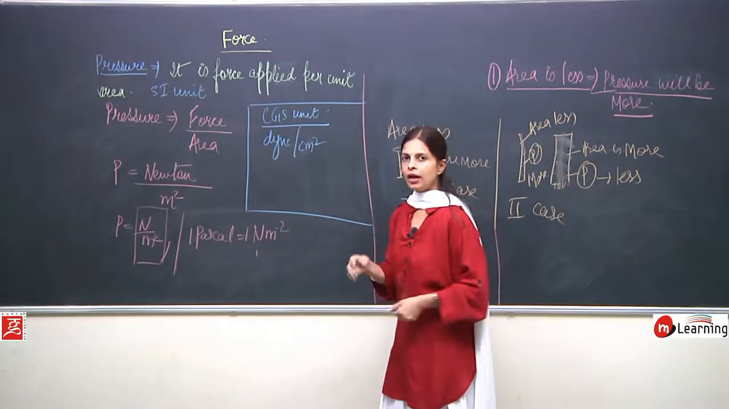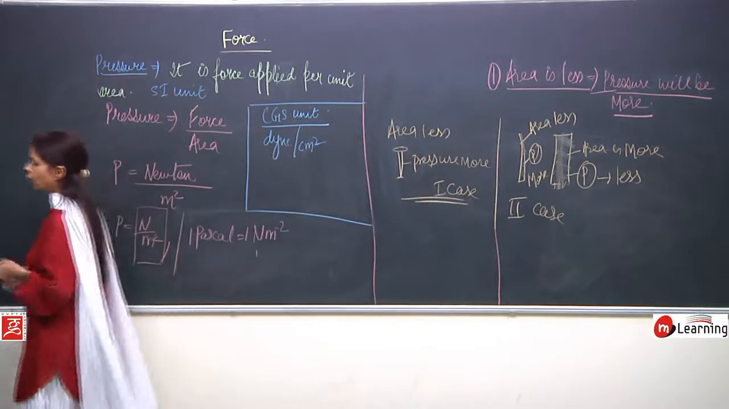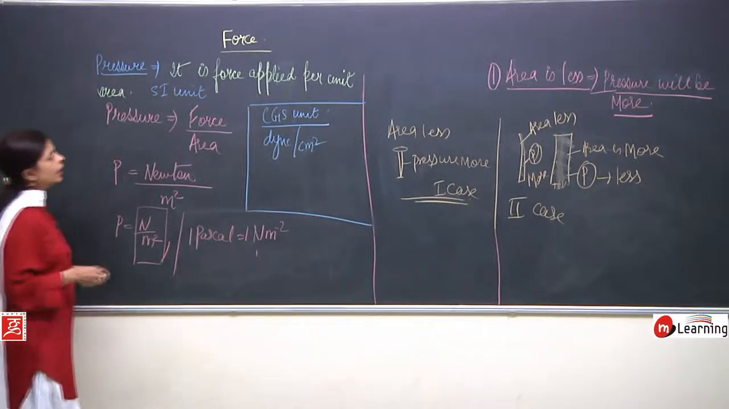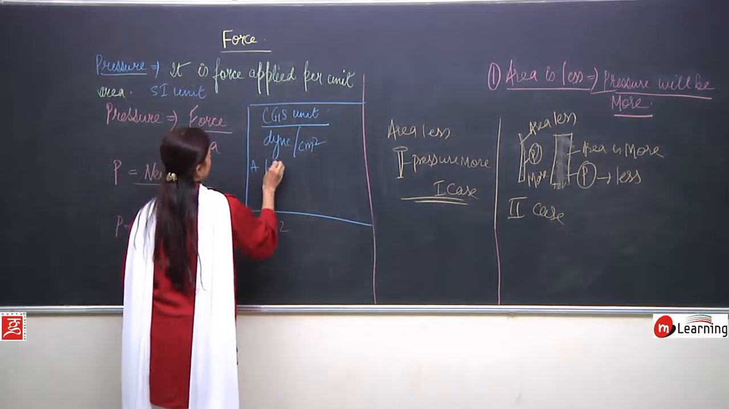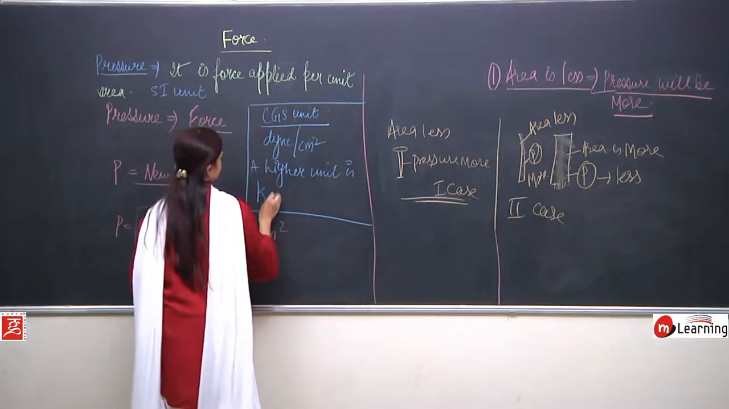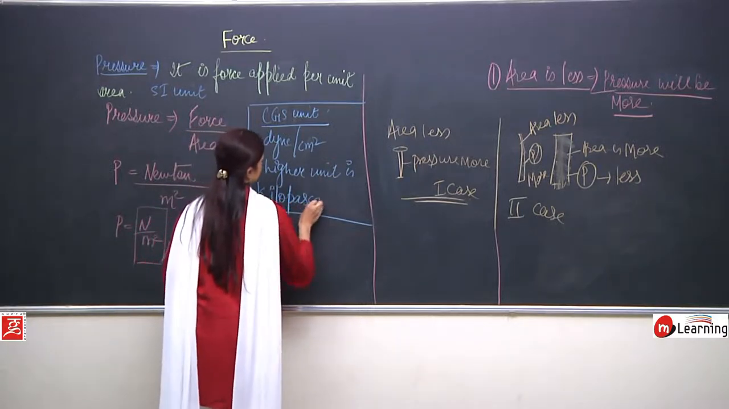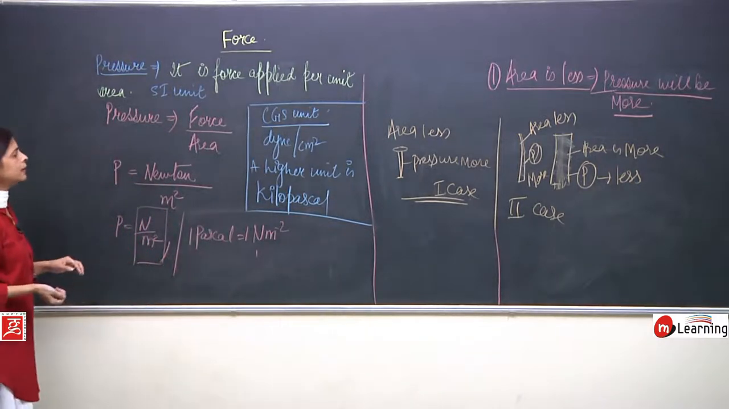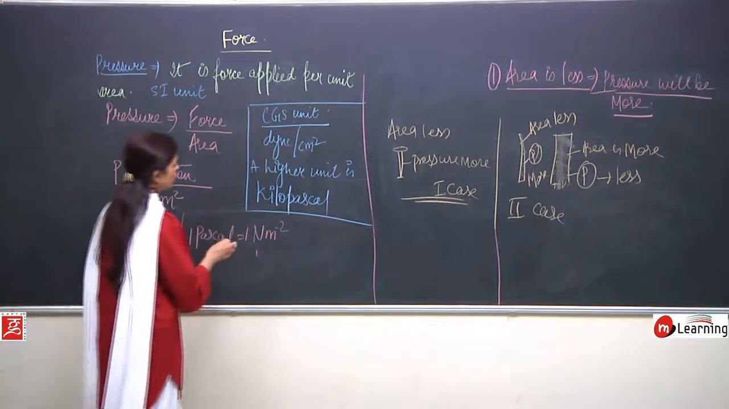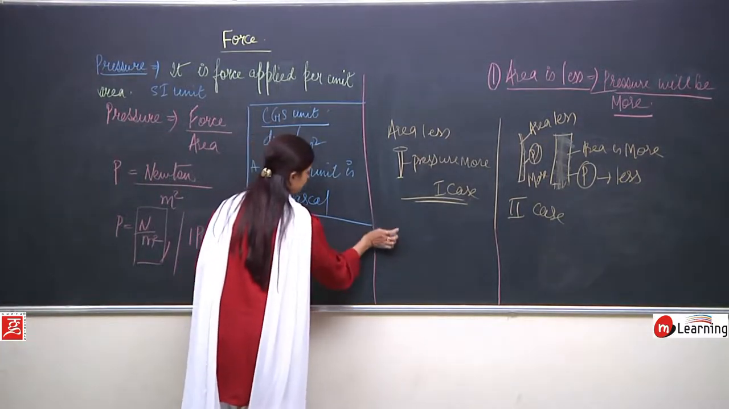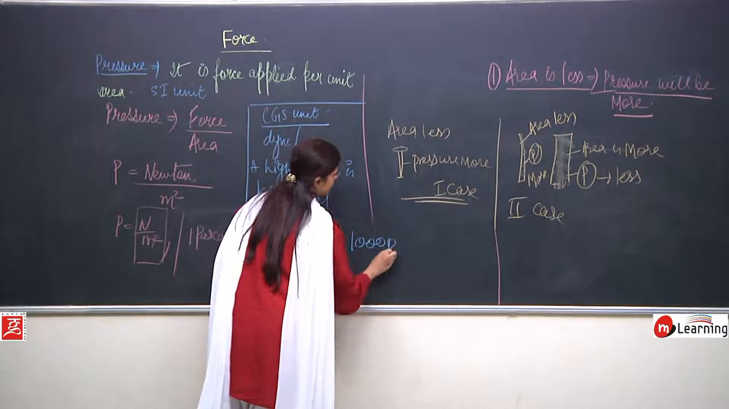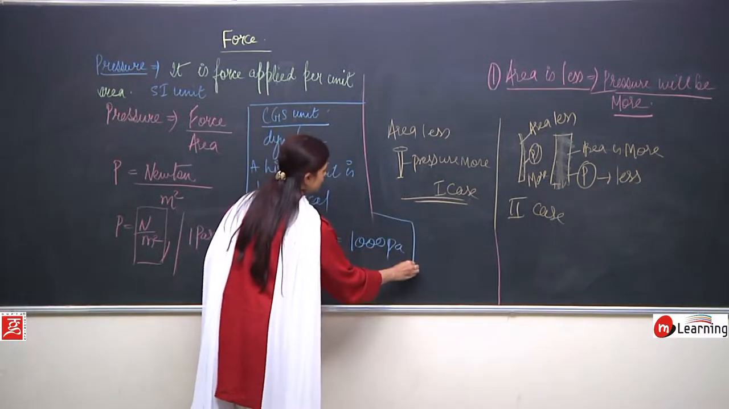And then again, if I have to go for a higher unit, then I can write a higher unit. What is the higher unit? Kilopascal. Then 1 kilopascal is equal to, so how can I write here? 1 kilopascal is equal to 1000 pascal. Oh, so big. So it will be like this.